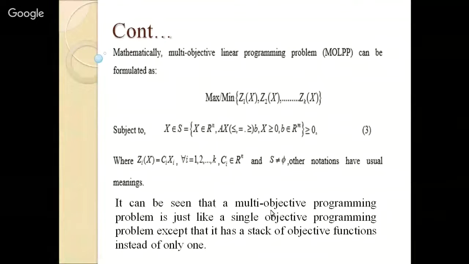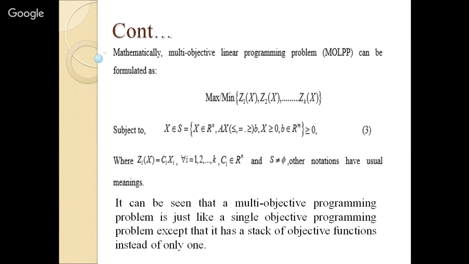It can be seen that a multi-objective programming problem is just like a single objective programming problem, except that it has a stack of objective functions instead of only one. It has a bunch of conflicting objective functions. The rest of the things are similar to LP. Even the objective functions are also linear functions. So that type of problem is called a multi-objective programming problem or multi-objective optimization problem. Because we want to optimize the objective functions, this type of problem is also a part of optimization problems.